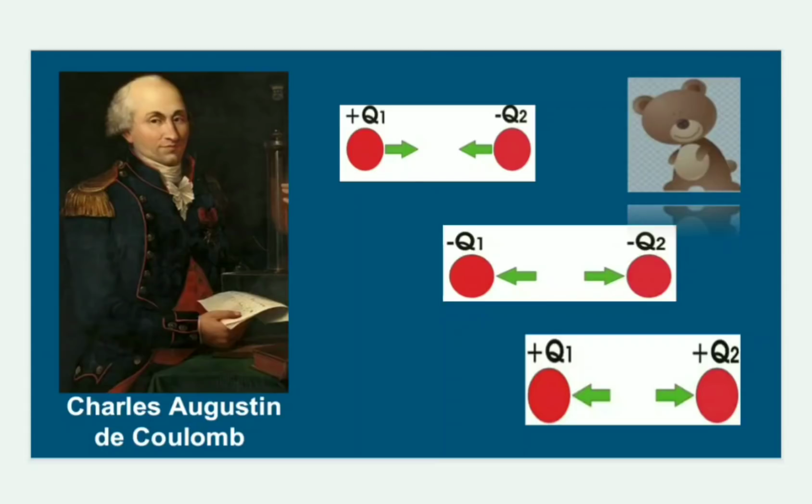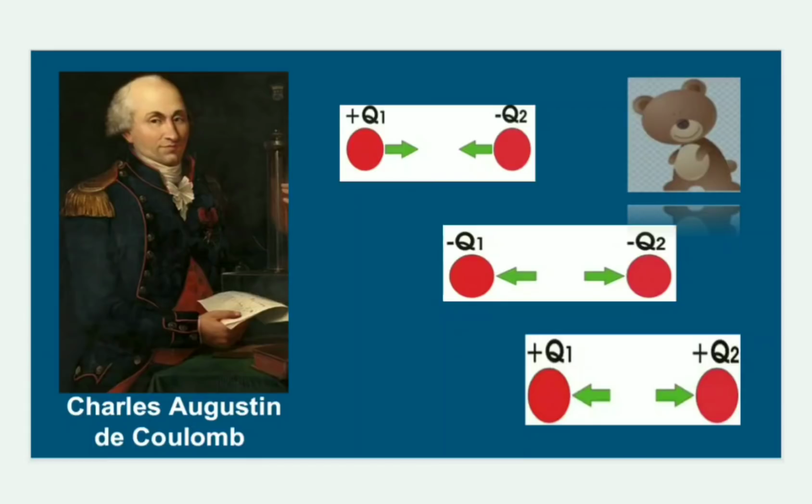So look at the first one, plus q1 and minus q2. You can see that they are getting attracted towards each other, but in the other two cases, the force between two like charges, they are repelling each other, isn't it? So once again the idea is proved over here. Like charges repel each other, unlike charges attract each other. So we know that there is an attractive or repulsive force. In general, there is a force.